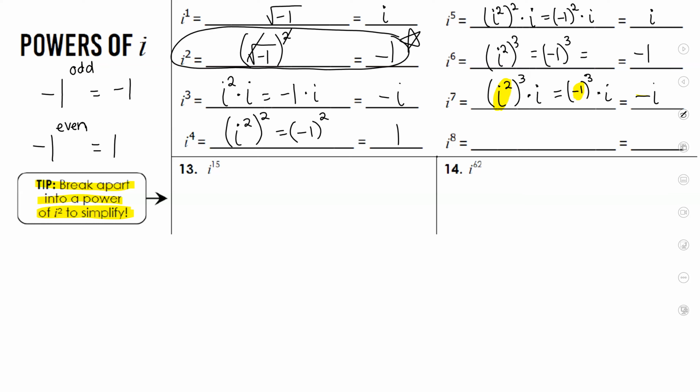Okay, last example. I squared, we always start with an I squared. Now what should I multiply it by to get 8? A 4. And remember, I squared is just -1. This time I have an even power, so my answer is 1.